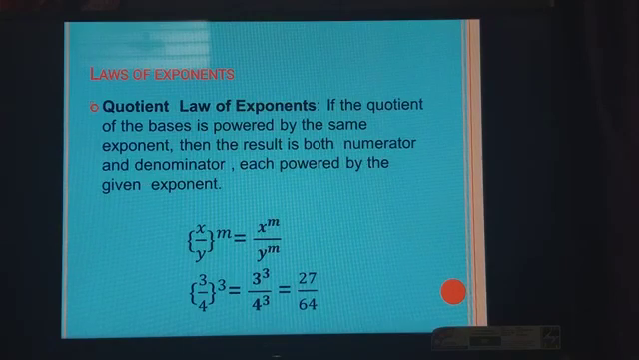The next law is the quotient law of exponent. If the quotient of the bases is powered by the same exponent, then the result is both numerator and denominator, each powered by the given exponent. Here the quotient x by y is raised to the exponent m, then we get the numerator x raised to m upon the denominator y raised to m. That is, 3 by 4 raised to 3 is equal to 27 upon 64.